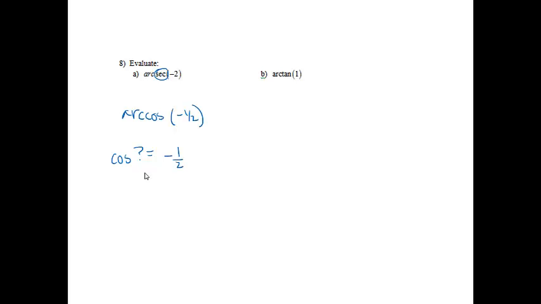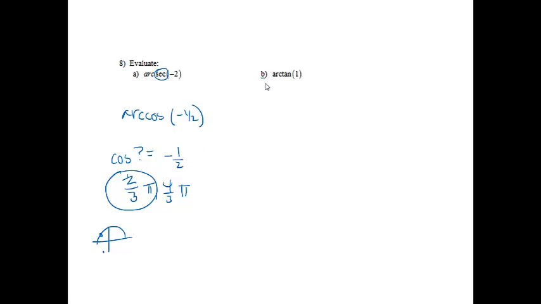So if I'm thinking of my unit circle, the two places where the cosine would equal -1/2 would be 2/3 pi and 4/3 pi. But if you think of the range of arc cosine is defined from 0 to pi, so we're only going to accept the answer that's between 0 and pi, which would be 2/3 pi, which is going to be right here. 4/3 pi would be down here.